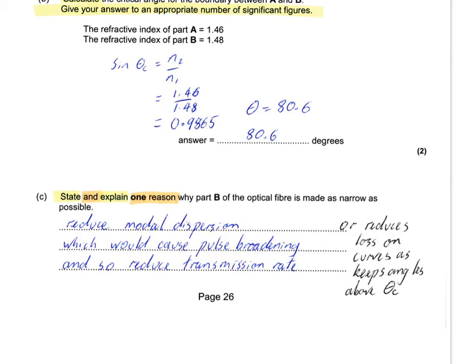So modal dispersion, remember, is about taking different routes along the fibre, and essentially the narrower the core is, the fewer potential different routes there are, and so the less modal dispersion there'll be.